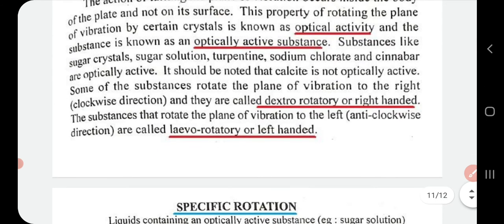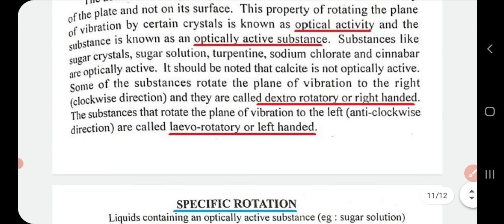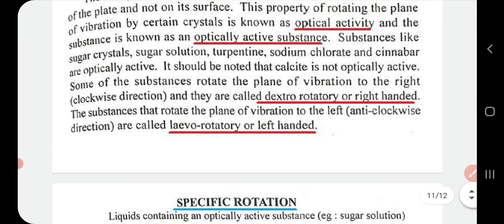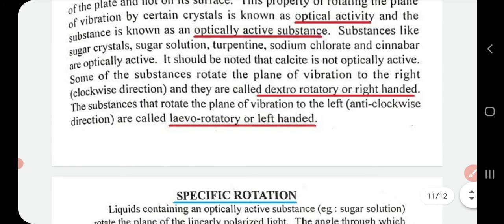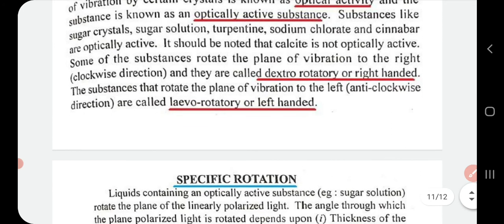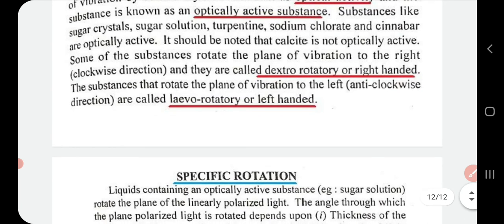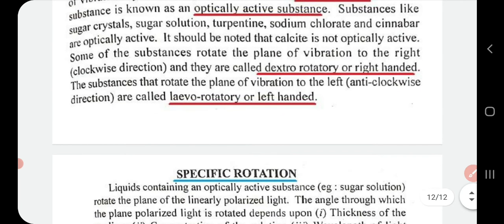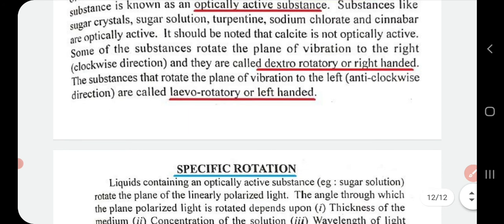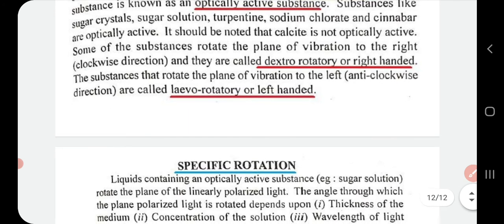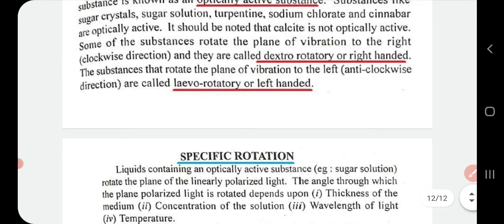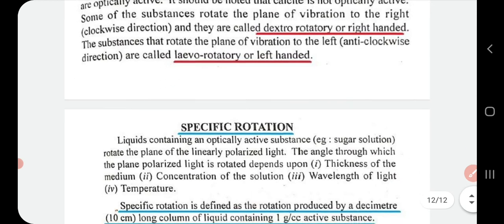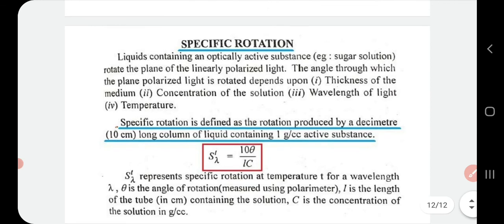Substances like sugar crystals, sugar solution, turpentine, etc. are optically active, but calcite is not optically active. Substances which rotate the plane of vibration to the right, or in the clockwise direction, are called dextrorotatory, right-handed, and those which rotate the plane of vibration to the left, or in the anti-clockwise direction, are called levorotatory, left-handed. Next definition is specific rotation.